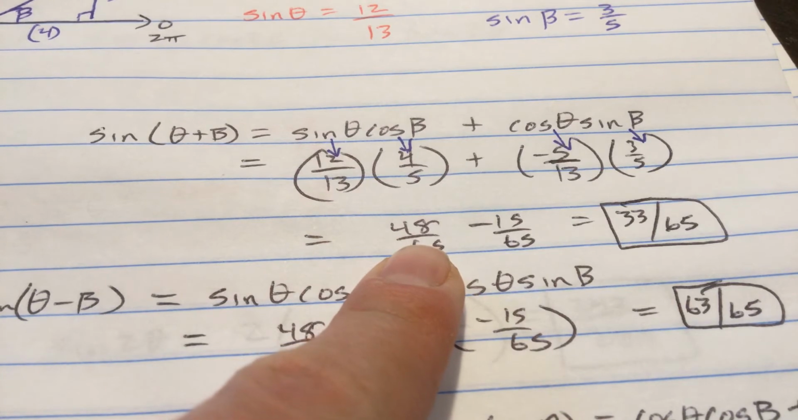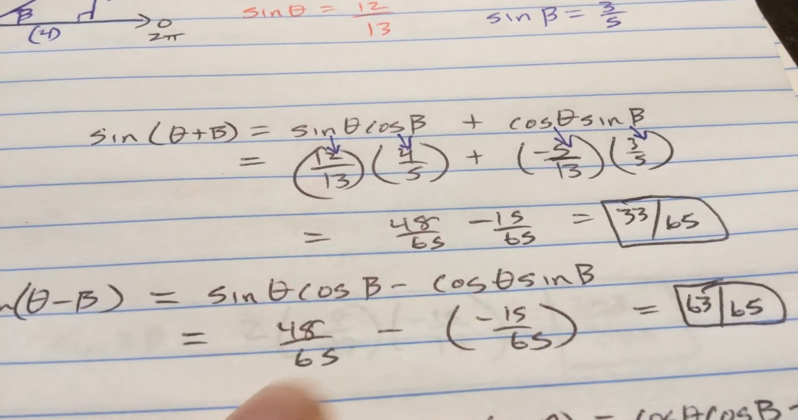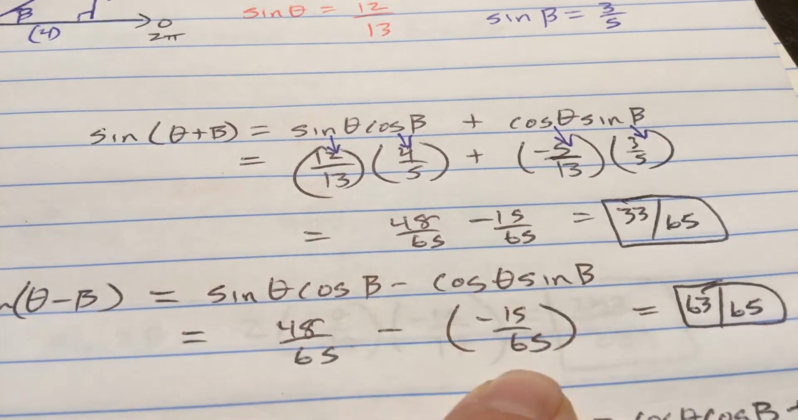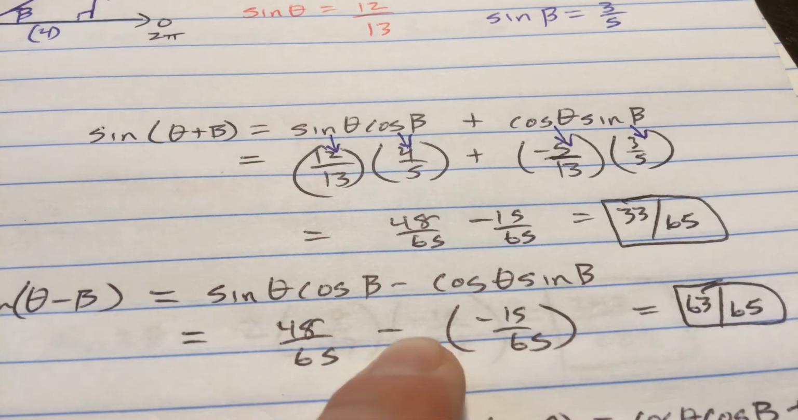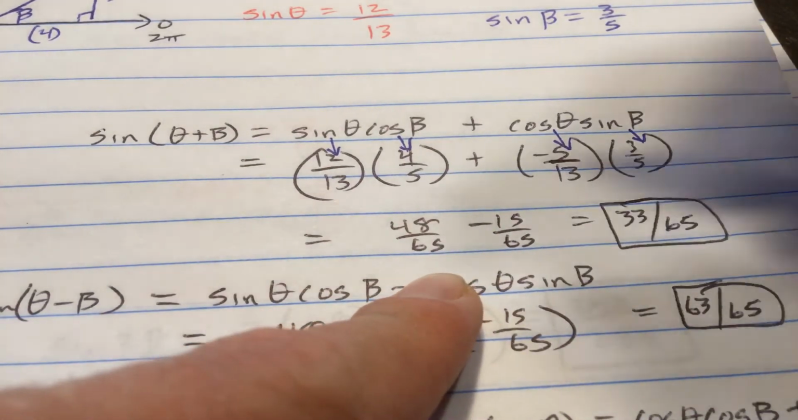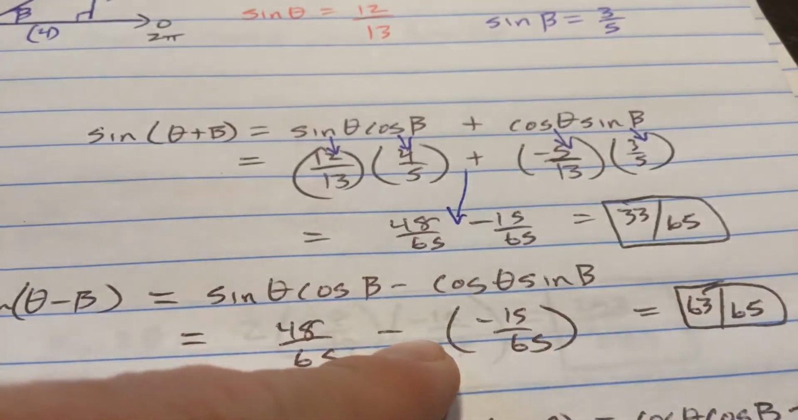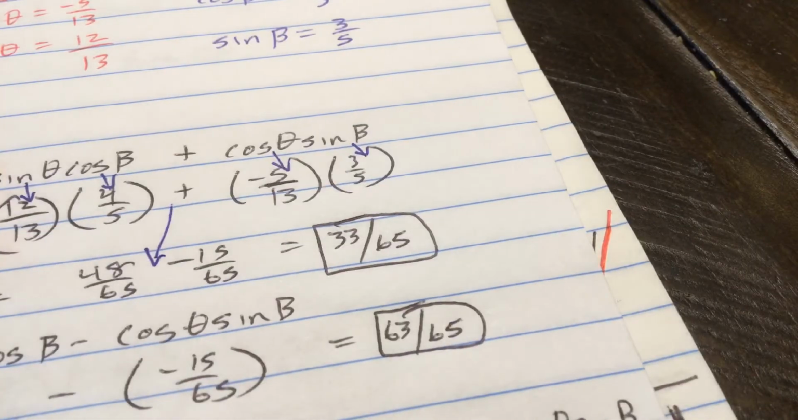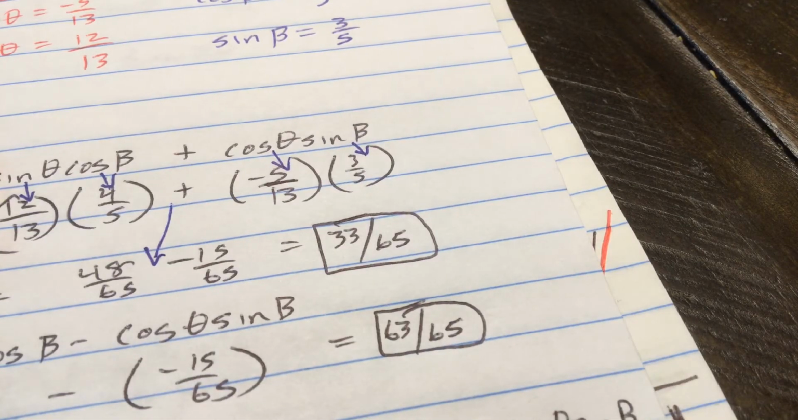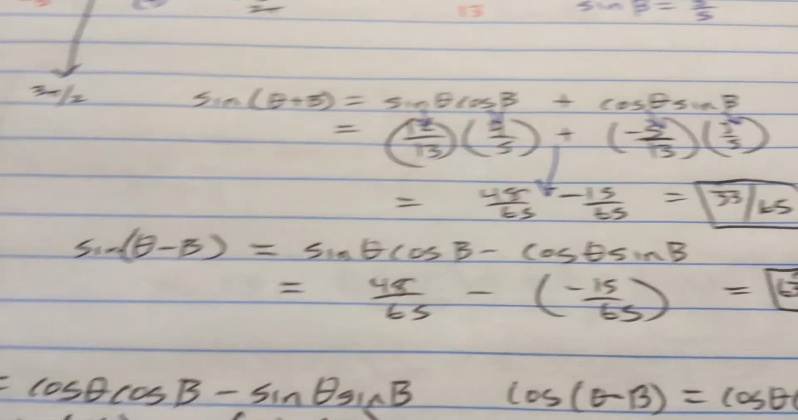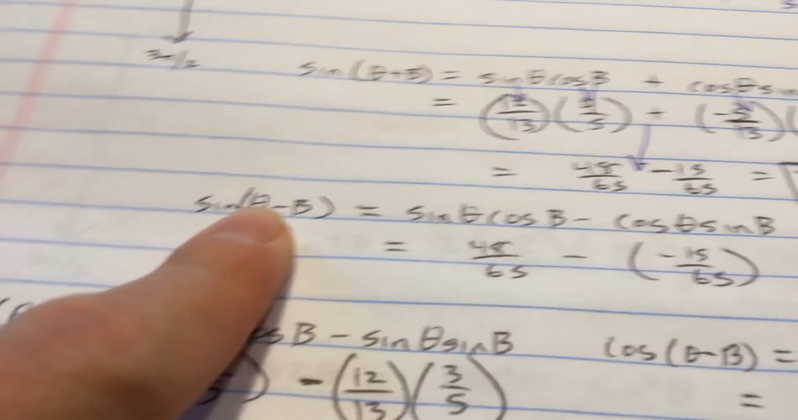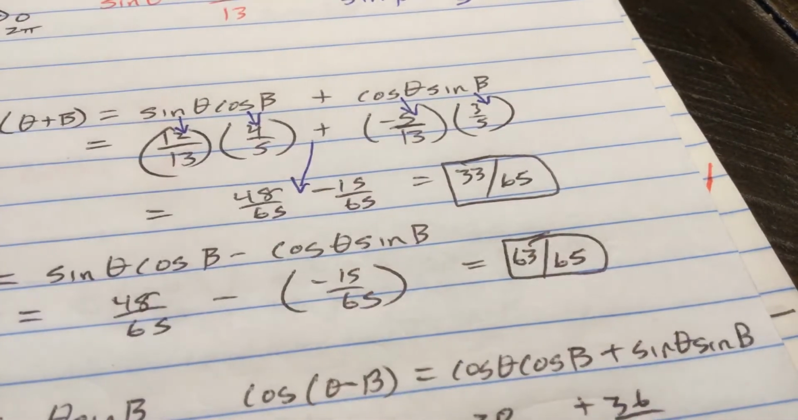So you already have 48 over 65. You already have the negative 15 over 65, but instead of adding them, you're going to subtract them. So you get 63 over 65. So notice, sine of the sum of the angles was positive. Difference of the angles, sine was also positive.